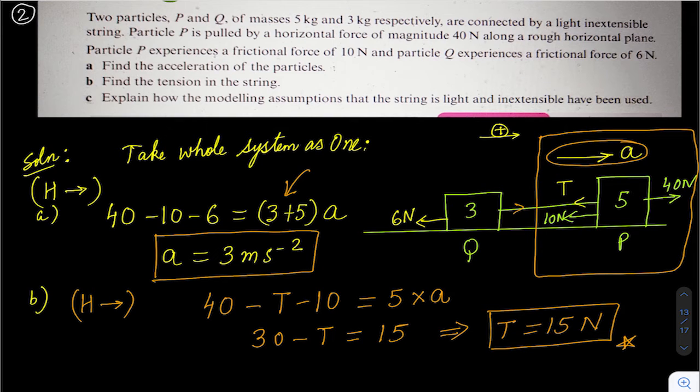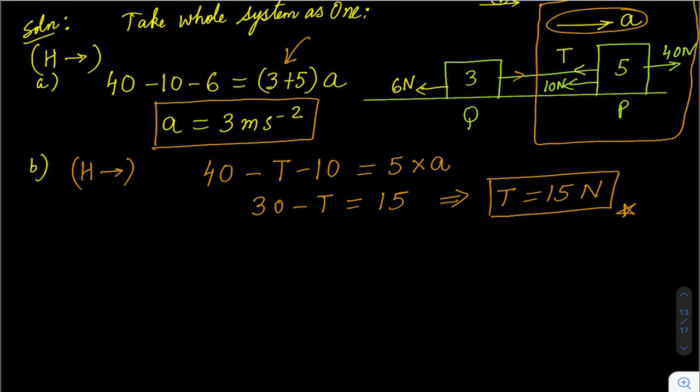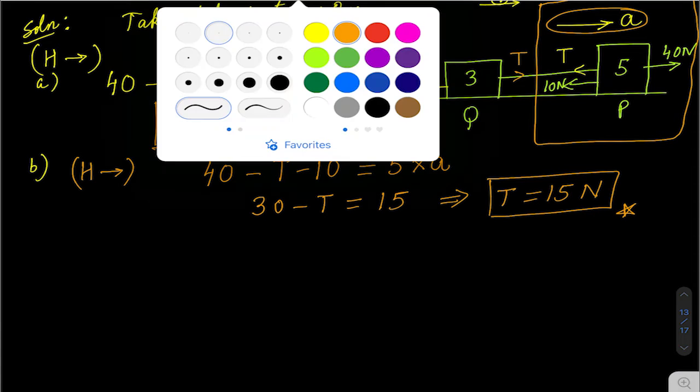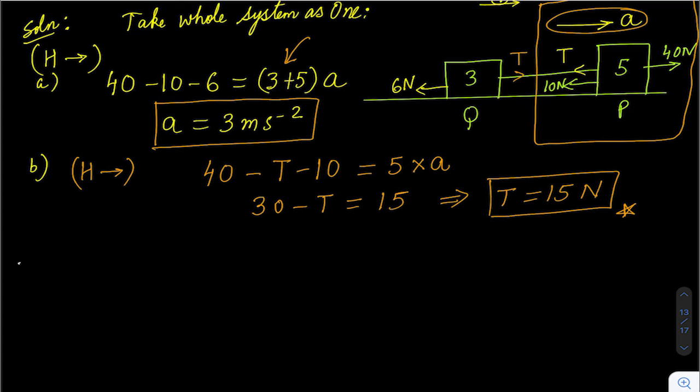Okay, now next thing, I told you that if you don't want to consider the whole system, you want to analyze them separately, we can do that also. So let's do that. I will show you how to analyze this separately. For that, first I will assume this tension as T. Now be very careful, we are solving part A. So in this diagram, first consider the particle P.